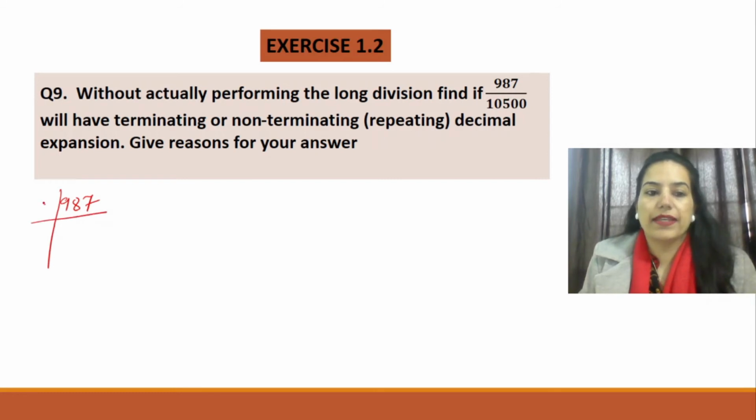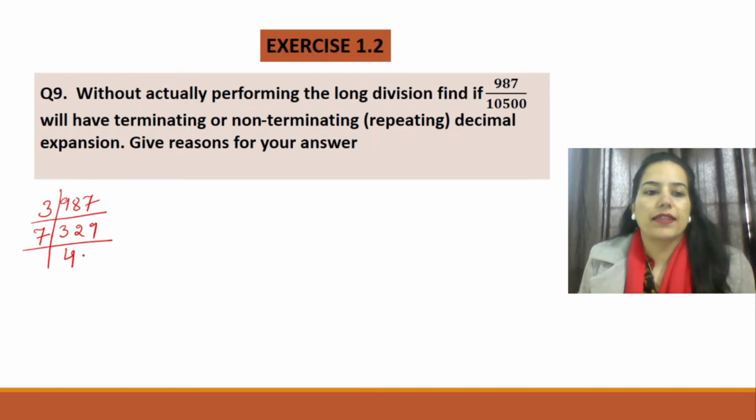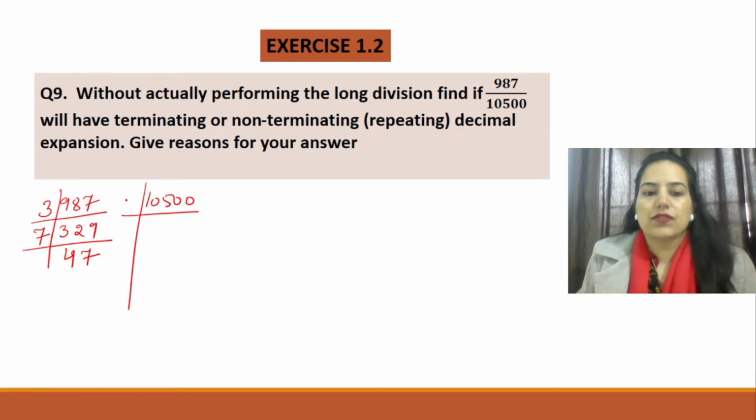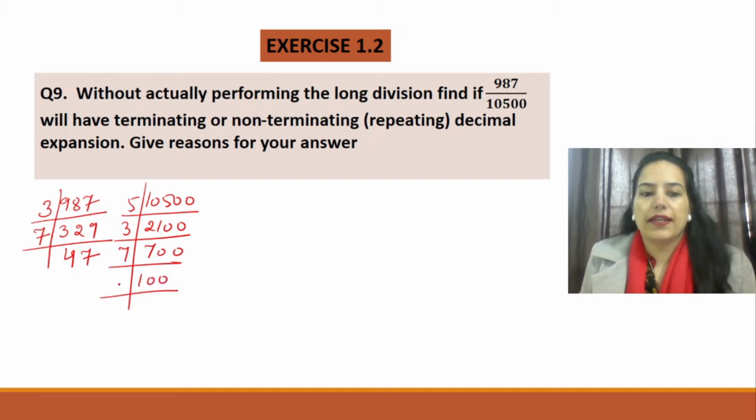So this is divisible by 3. So 3 3s are 9, and this is divisible by 7. So this is 7 4s are 28 and then 7 7s are 49. That is it. Now let's do it for the denominator. So this is 5 2s are 10, then 3 700, then 7 100, and 5 20, 5 4s are 20, and 2 2s are 4.